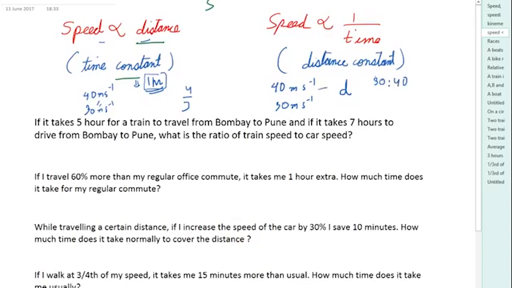30 being the time that 40 meter per second takes, and 40 being the time for 30 meter per second. So it's the opposite way. How you apply it, let's look at questions and then you will get it more clearly.